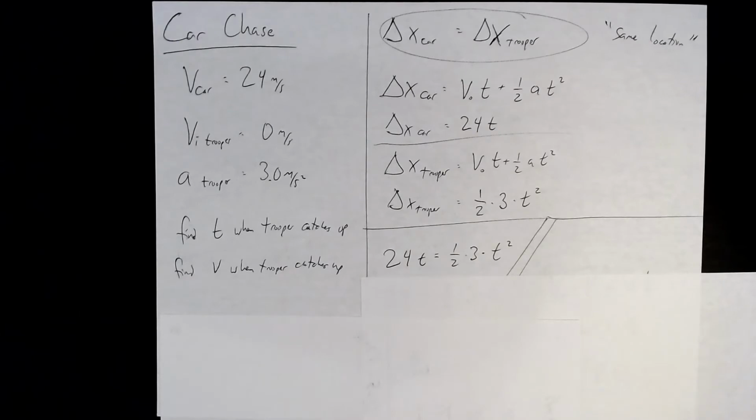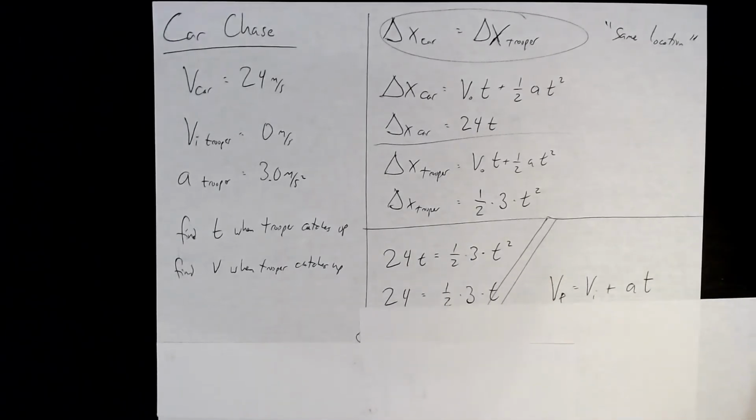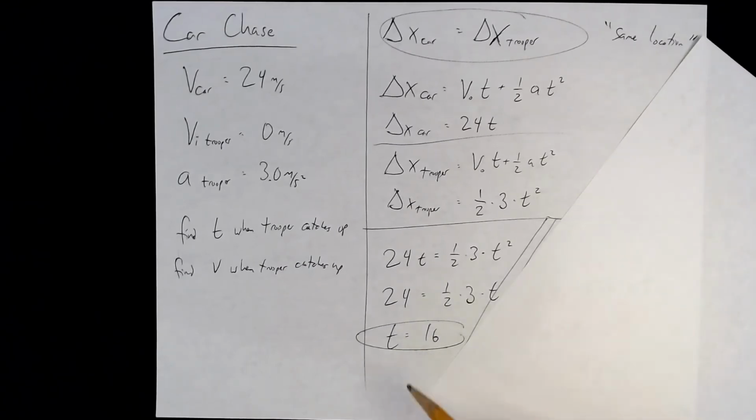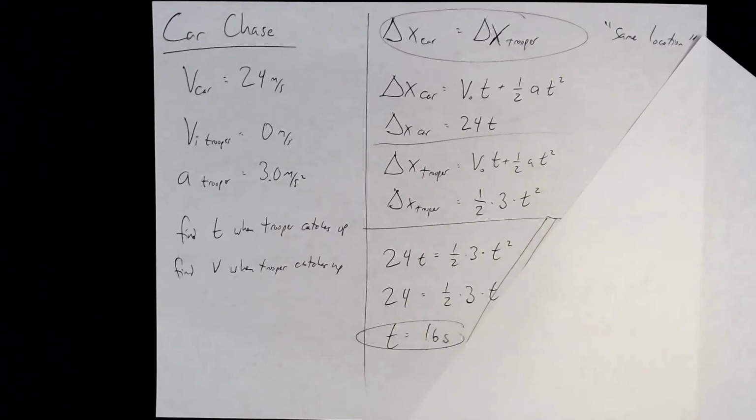24t equals 1/2 times 3 times t squared, we can cancel out the t, and then solve, and we end up getting that the time must be 16 seconds. The trooper will catch up to the car 16 seconds after the chase begins.